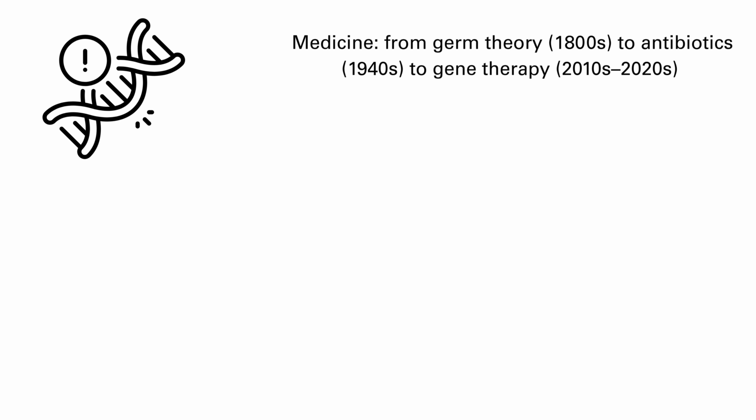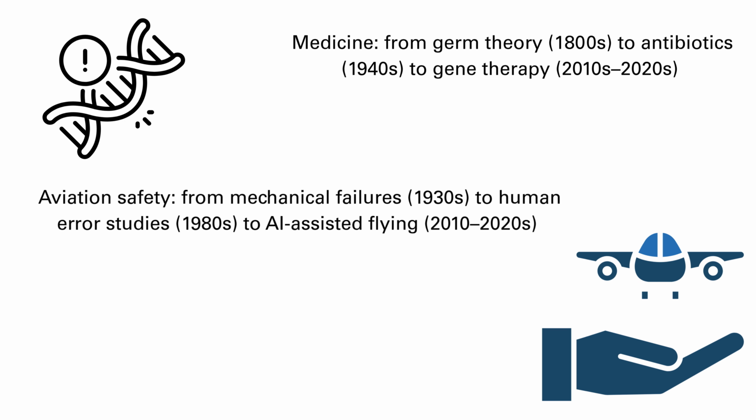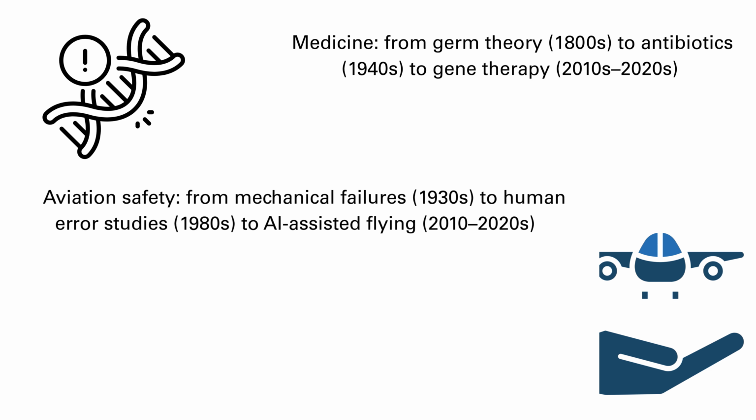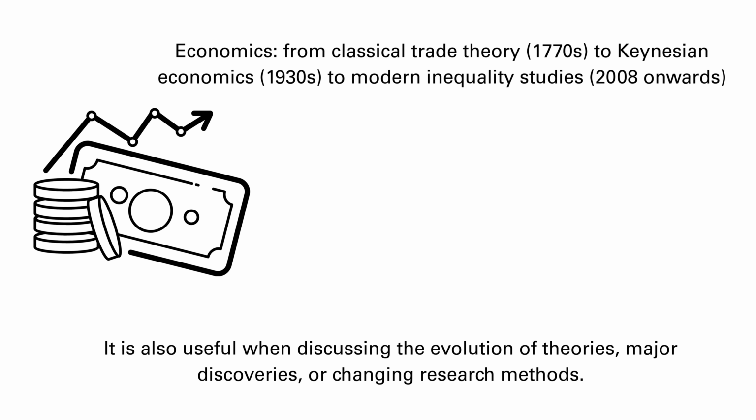Medicine, from germ theory, 1800s, to antibiotics, 1940s, to gene therapy, 2010 to 2020, aviation safety, from mechanical failures, 1930s, to human error studies, 1980s, to AI-assisted flying, 2010 to 2020, economics, from classical trade theory, 1770s, to Keynesian economics, 1930s, to modern inequality studies, 2008 onwards. It is also useful when discussing the evolution of theories, major discoveries, or changing research methods.